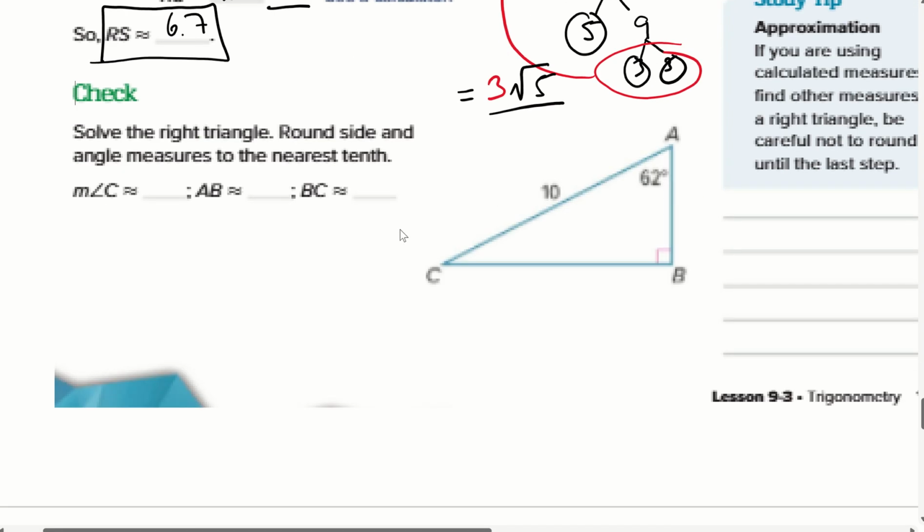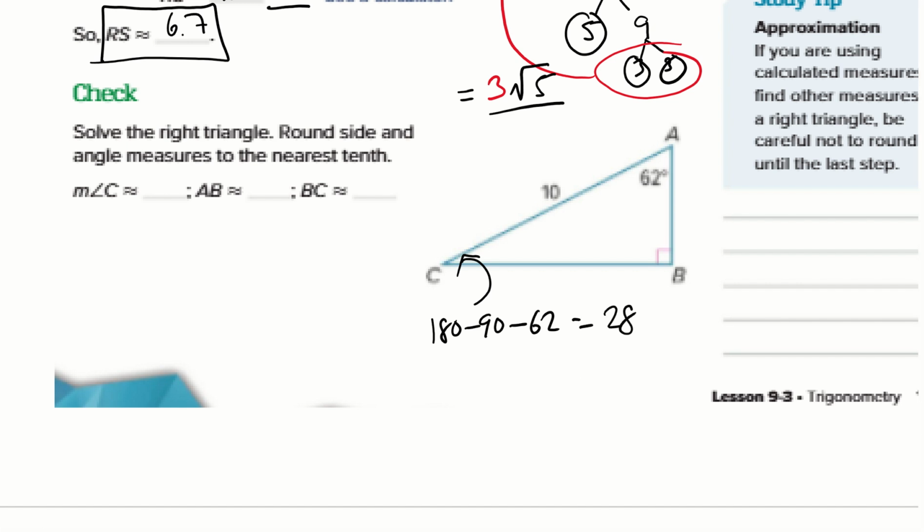Pause the video and see if you can solve the right triangle. All right, since we got A is 62, we can find C. So 180 minus 90 minus 62 is equal to 28 degrees. Now we're going to find AB by using the 62 degree angle.